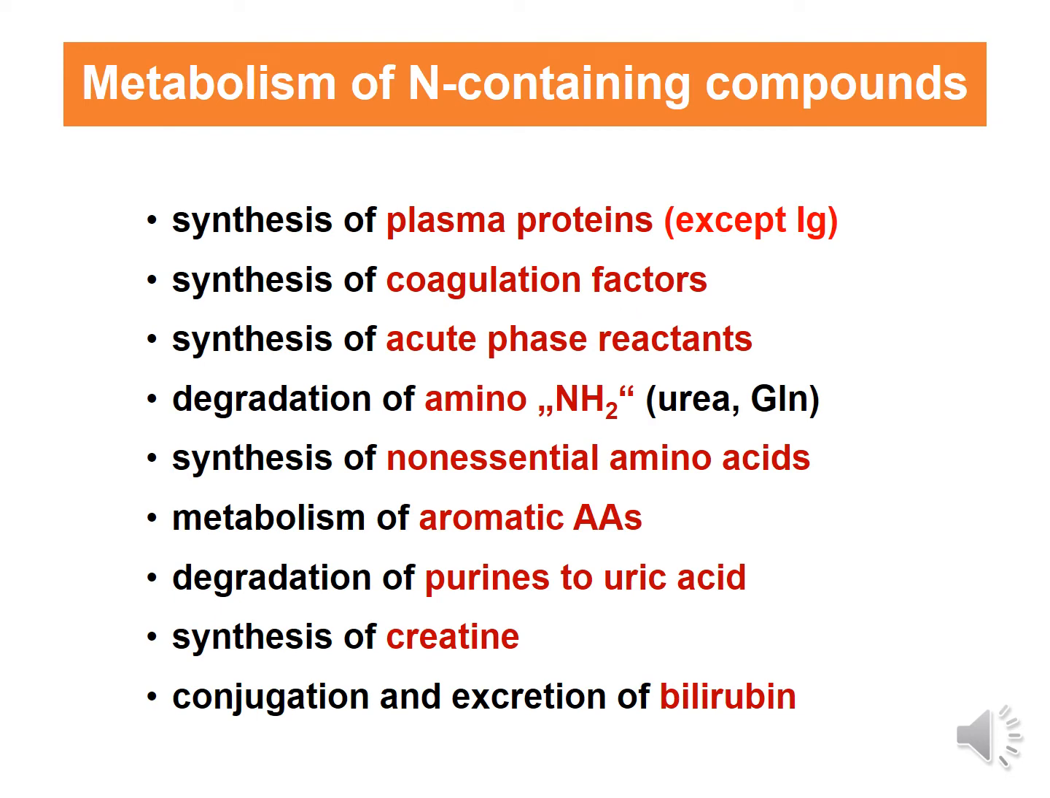Nitrogen containing compounds in the liver can be used for biosynthesis of plasma proteins except immunoglobulins, for synthesis of coagulation factors, acute phase reactants, non-essential amino acids, and creatine, or for degradation of amino groups by urea or glutamine, for degradation of purines to uric acid, for metabolism of aromatic amino acids, and conjugation and excretion of bilirubin.